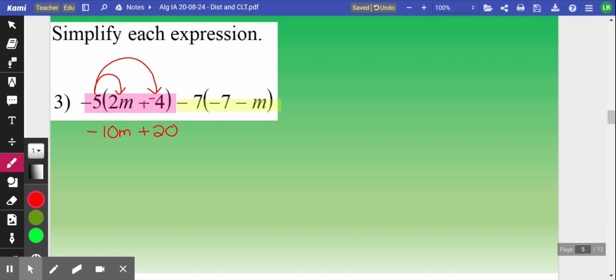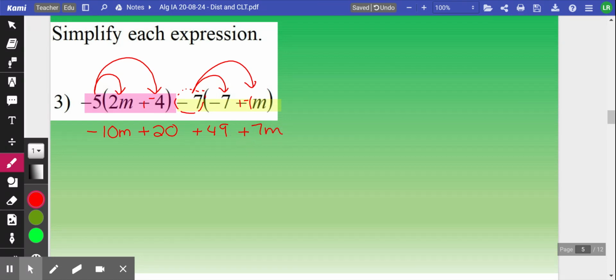Okay? What's in front of the next parenthesis? Negative what? -7. So multiplying -7 times -7. Remember, again, that is a -7. Okay? -7 times -7, that's +49. And -7 times -1m is +7m.